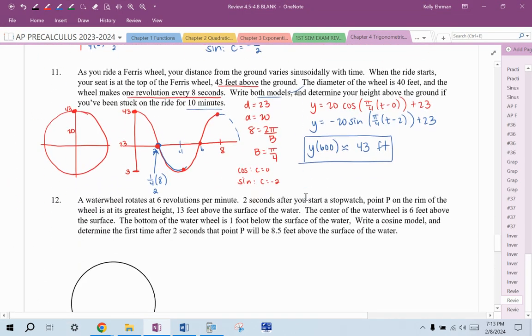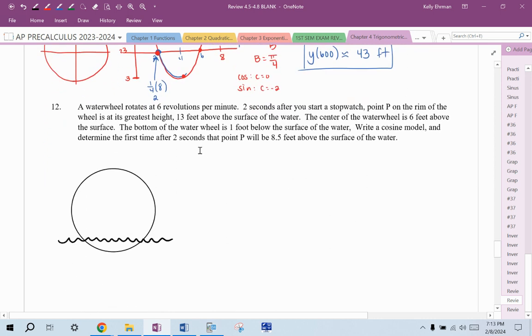All right. Last one of these. A water wheel rotates 6 revolutions per minute. Now, that is not the period, that's the frequency. So the frequency is the number of revolutions in 1 minute, 6 revolutions in 1 minute. Pay attention to what t is, whether it's minutes or seconds. So this says 2 seconds after you start a stopwatch.